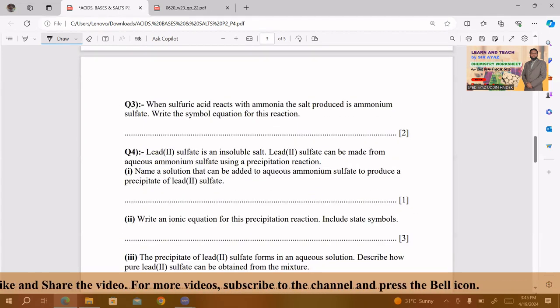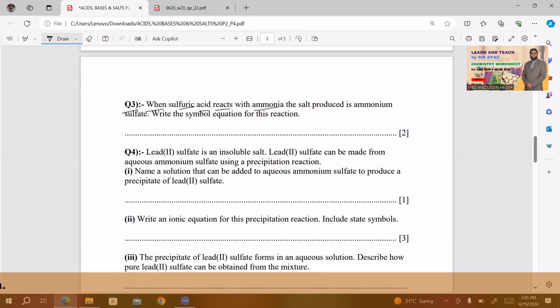Question number 3. When sulfuric acid reacts with ammonia, the salt produced is ammonium sulfate. Write the symbol equation for this reaction. What is the formula of sulfuric acid? This is the formula of sulfuric acid, H2SO4. What about the formula for ammonia? It's NH3. And they have mentioned the salt we are getting. It's ammonium sulfate. So predict the formula of ammonium sulfate.